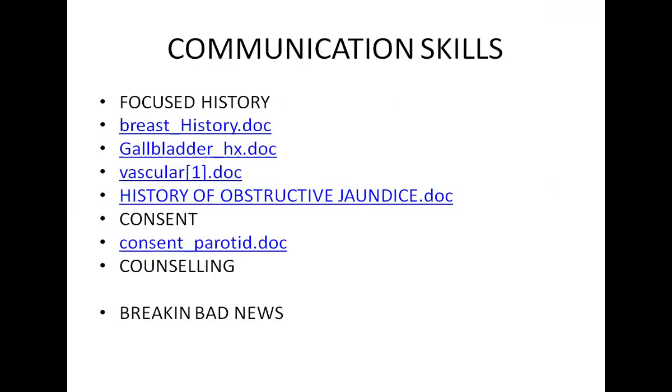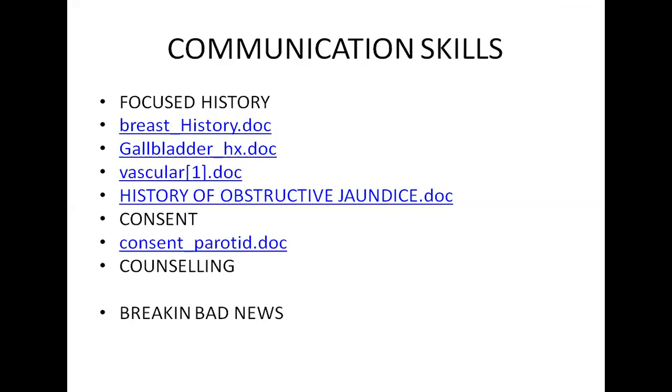Then we move to what dynamic stations constitute. Dynamic stations constitute communication skills. Communication skills constitute focused history, consent and counseling, or breaking bad news. A patient came to you with a swelling, and you took a biopsy, and the swelling came back as malignancy. So you have to break the bad news. This is the skill of breaking bad news.